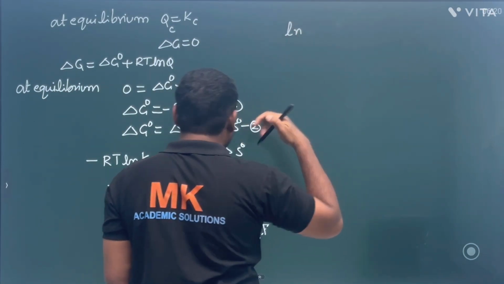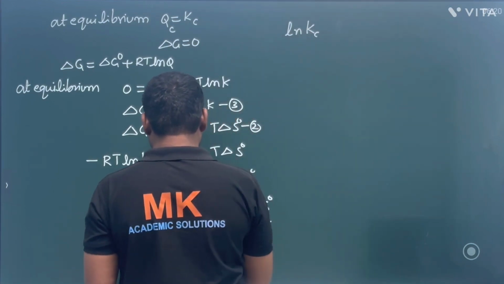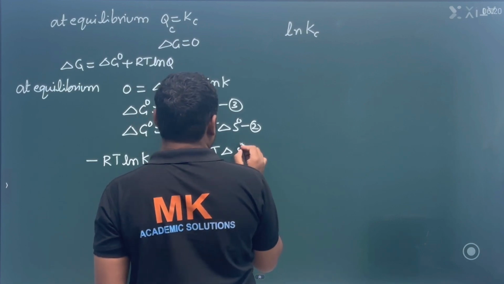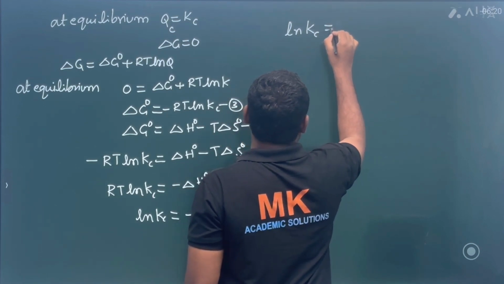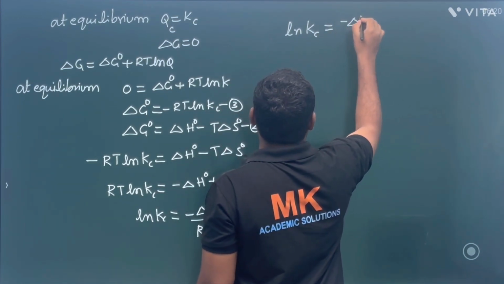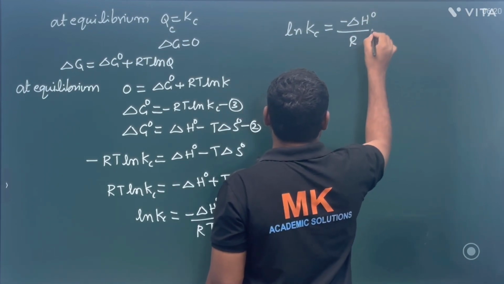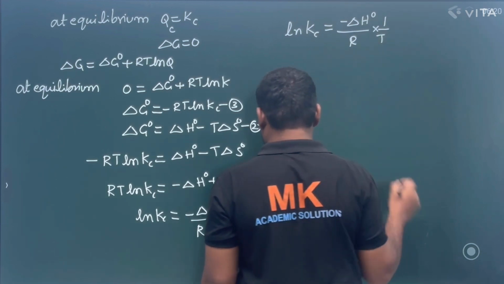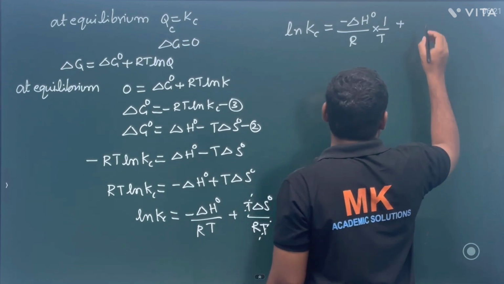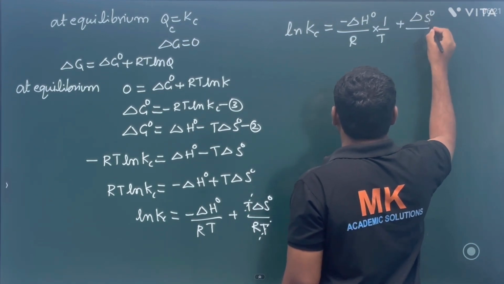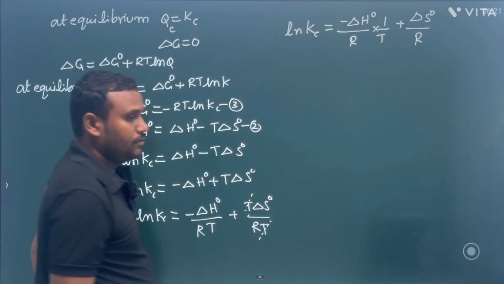Therefore ln K, it is nothing but Kc only, ln Kc is equal to minus delta H naught by R into 1 by T plus delta S naught by R. So this is the Van 't Hoff equation.